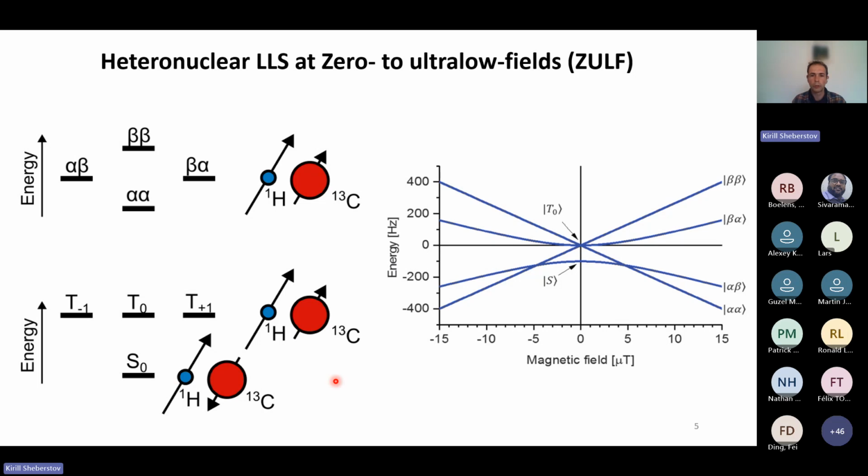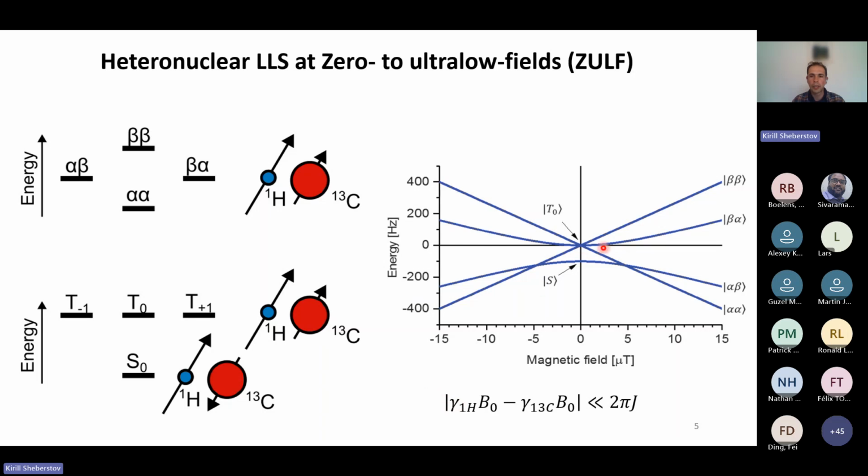Of course, in order to achieve this, the field must be very small. So the condition for this is that the difference between the Larmor frequencies of the proton and carbon should be much smaller than the J coupling binding these two spins.